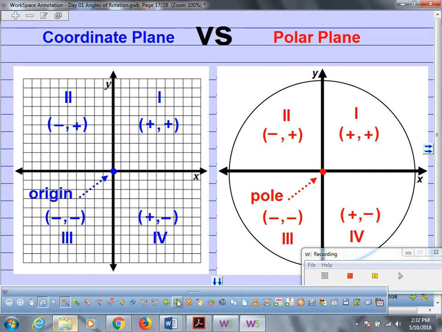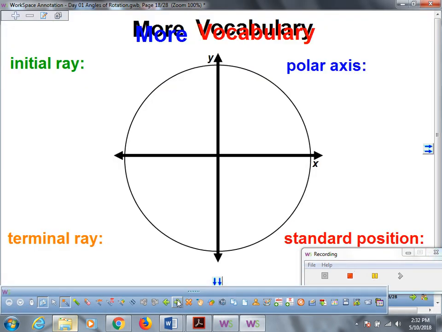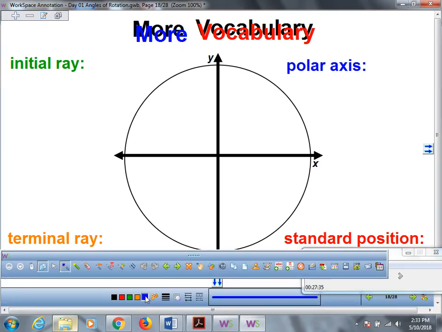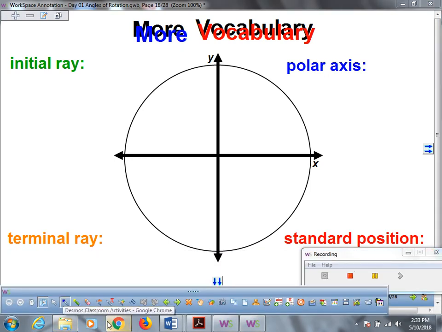Okay. More vocabulary. So talk for just about 30 seconds about what you think these words could possibly mean. Okay, so what did you guys come up with? Let's start with polar axis. What do you think the polar axis is? 0, 0? Well, this is the pole, right? Pole is in the middle. So what do you think the polar axis is?